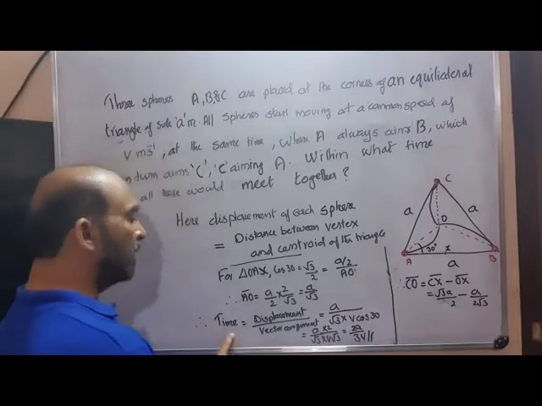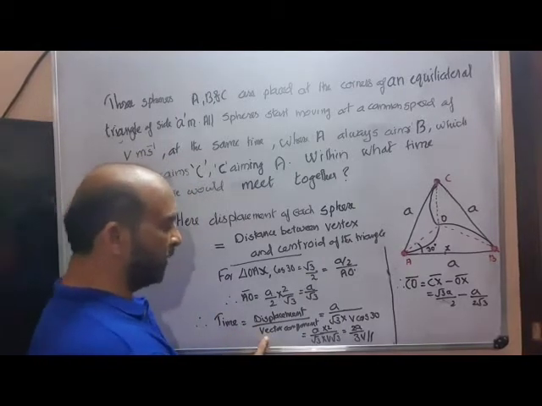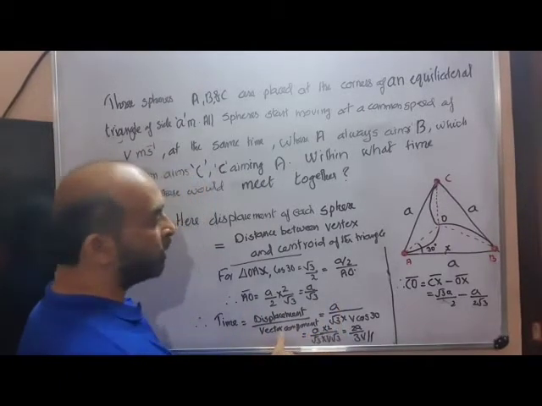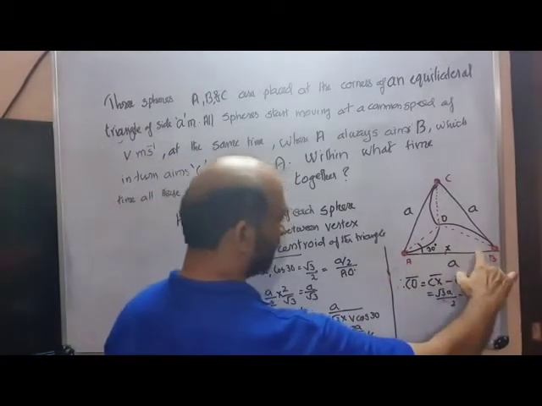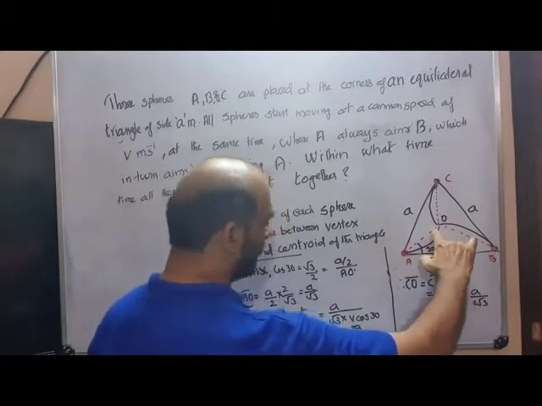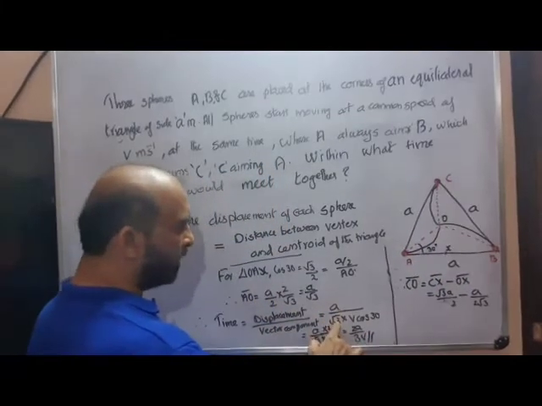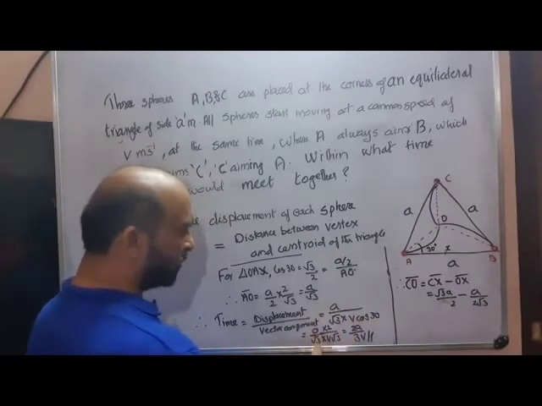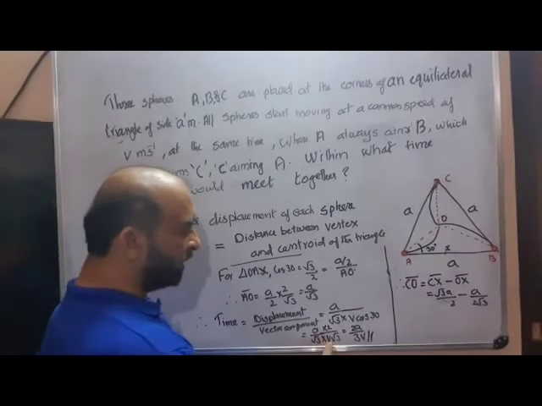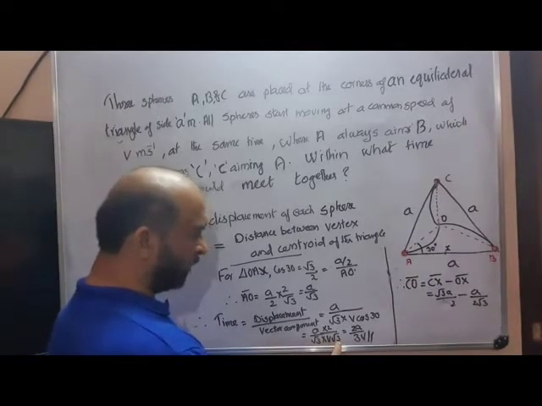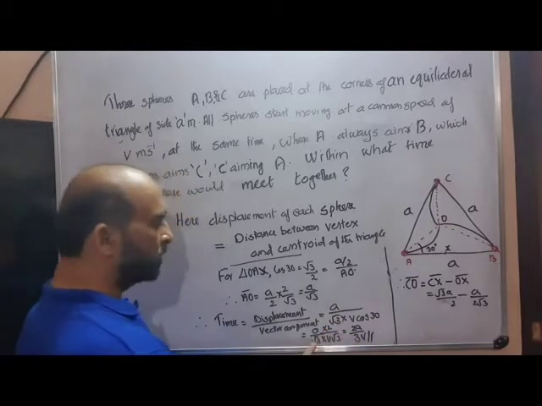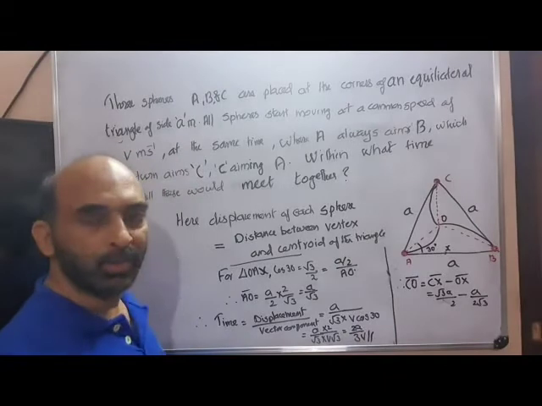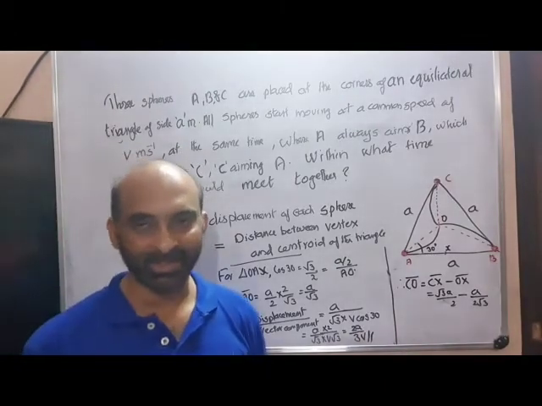Now time is displacement by the velocity component. Displacement is AO, which is A by root 3, and the velocity is V, so V cos 30 will be the component. So A by root 3 divided by V cos 30. So A by root 3, V into cos 30 root 3 by 2. So another root 3 in the denominator and a 2 comes to the numerator. So root 3 into root 3, 3. So 2A by 3V. That will be the answer here. Hope you understood that. Okay.